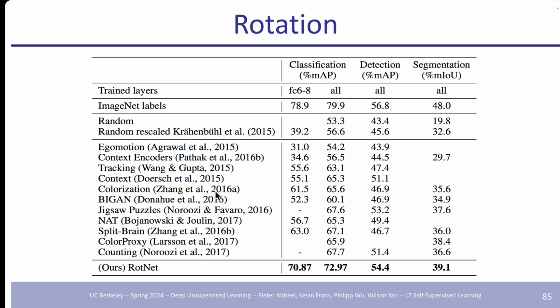Colorization, jigsaw, split brain, colors. All of these are outperformed by RotationNet, but again, all of these are in turn outperformed by masked autoencoders since then. Also outperformed by SimCLR, MoCo, which Philipp will cover later.